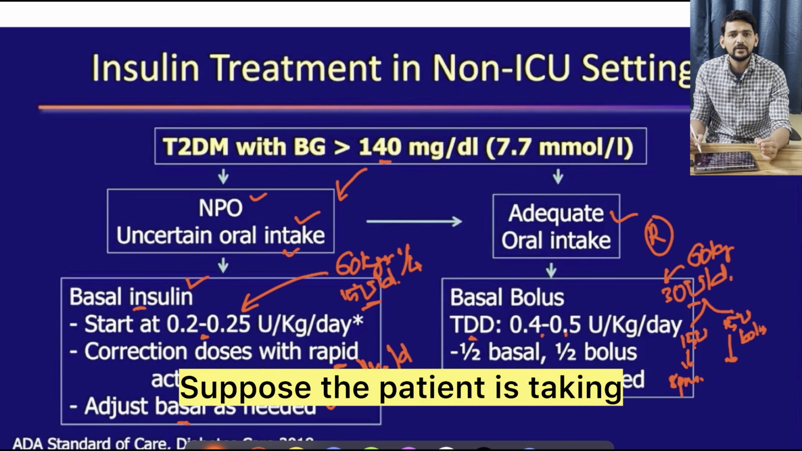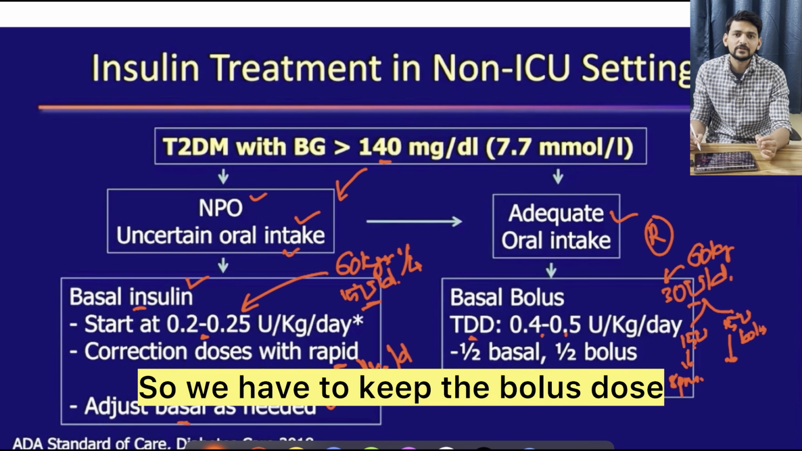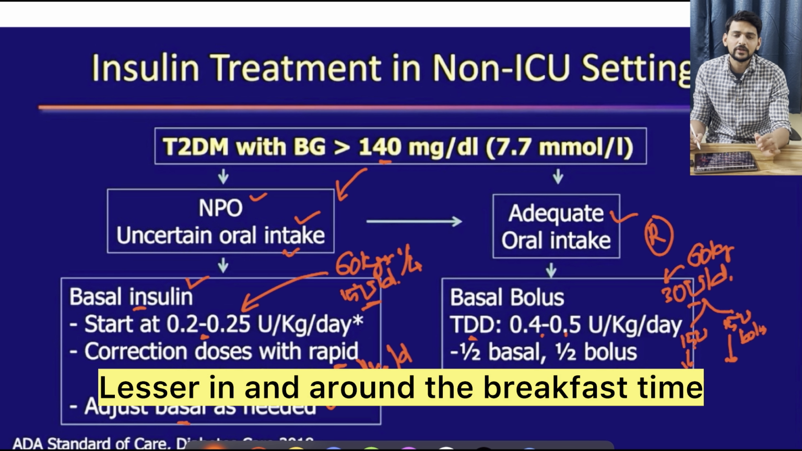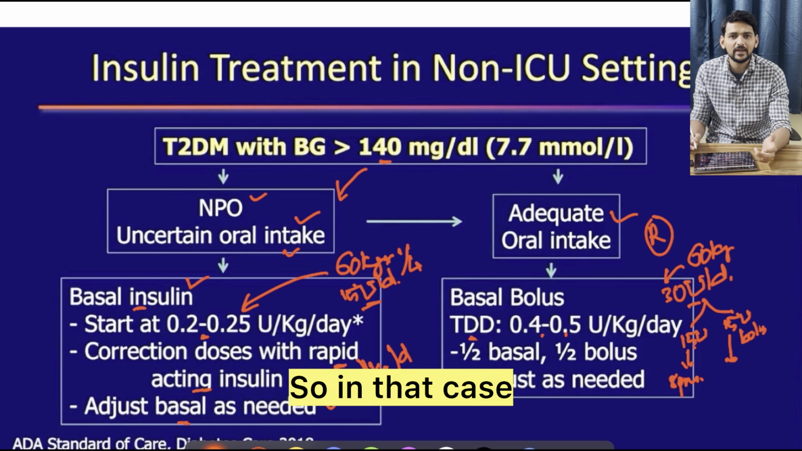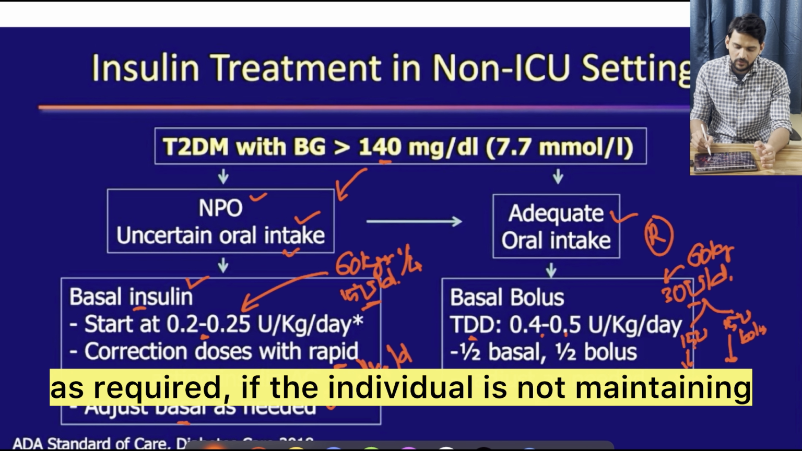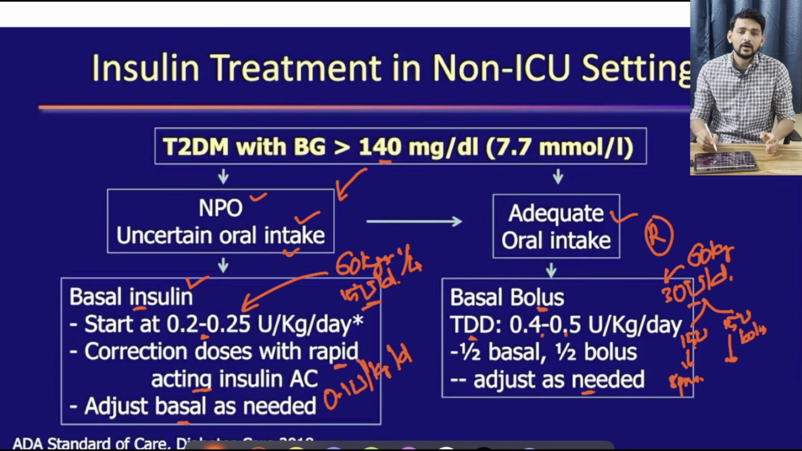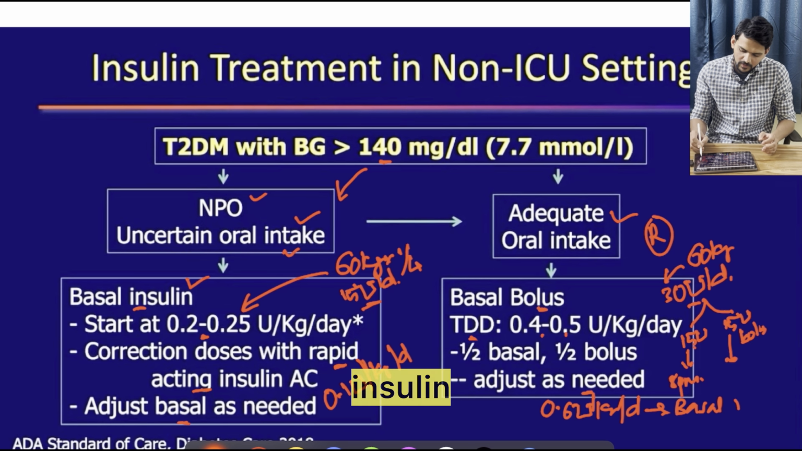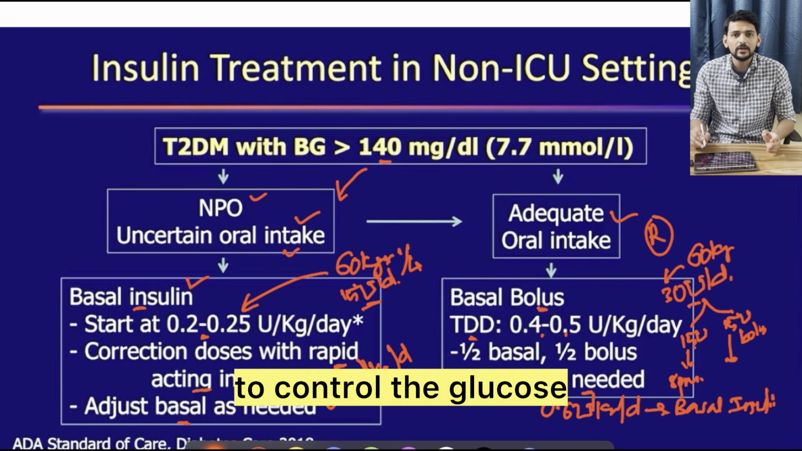Suppose the patient is taking lower quantity of meal in the breakfast, so we have to keep the bolus dose lesser in and around the breakfast time, whereas many of the individuals will be having a proper lunch and dinner. So in that case, we can keep quite higher dosage of bolus insulin. And again, as required, if the individual is not maintaining the target glucose, we can adjust the dosage of basal insulin till a maximum level of 0.6 units per kg per day of basal insulin. Till this level, we can utilize the basal insulin to control the glucose.